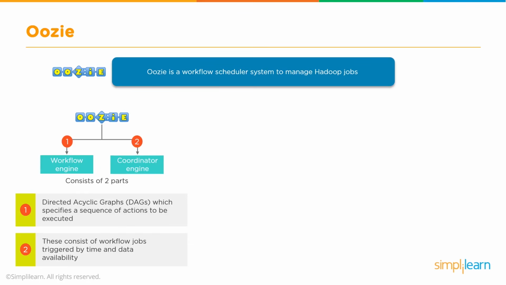You don't want it to process the machine learning script and then pull the data in that you want to process it on. You want to make sure it's going in the right order. So these consist of workflow jobs, and they're triggered by time and data availability.